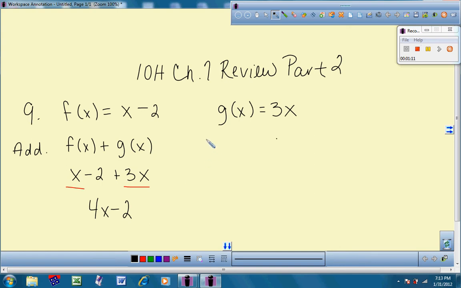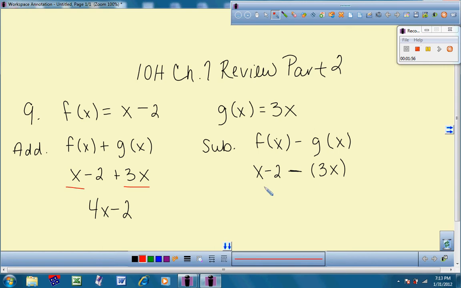Subtraction. f of x minus g of x. Go ahead and write down your functions. x minus 2. Join it with the operation of subtraction. Minus 3x. Don't forget to distribute the minus. So this actually becomes x minus 2 plus a negative 3x.